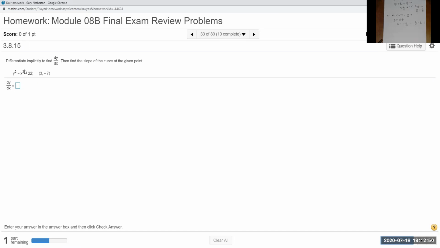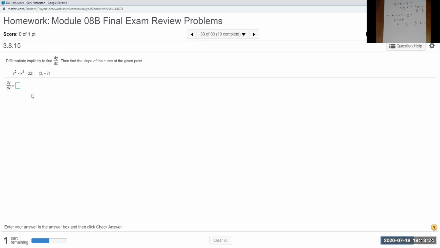All right, a little bit different, little twist. Differentiate implicitly to find dy dx. So here's a function. We have to find dy dx. But they say then find the slope of the curve at the given point. Well, the slope of the curve, that's what dy dx is. dy dx is the slope. So basically, we're going to find dy dx, and then we're going to plug in this point. We're going to plug in x equals 3 and y equals -7. So the answer is going to actually be a number.